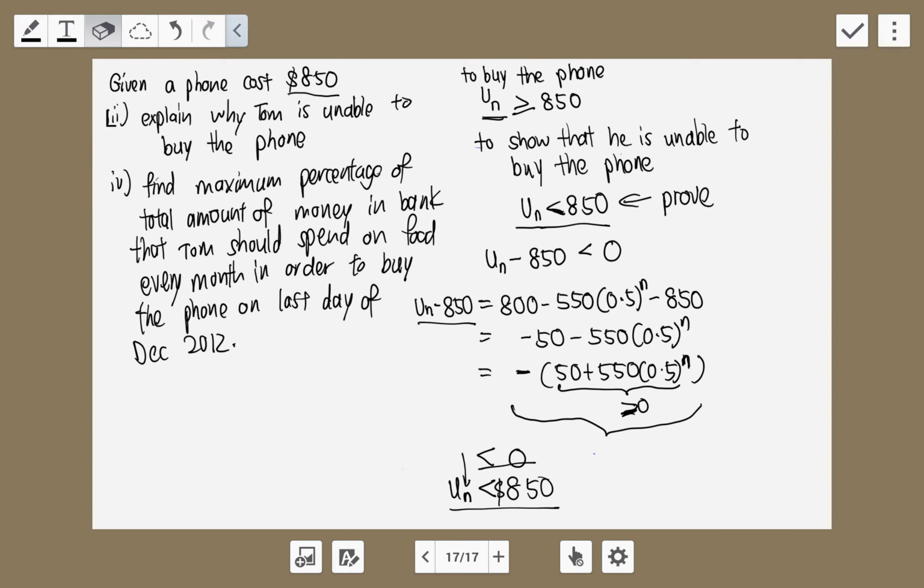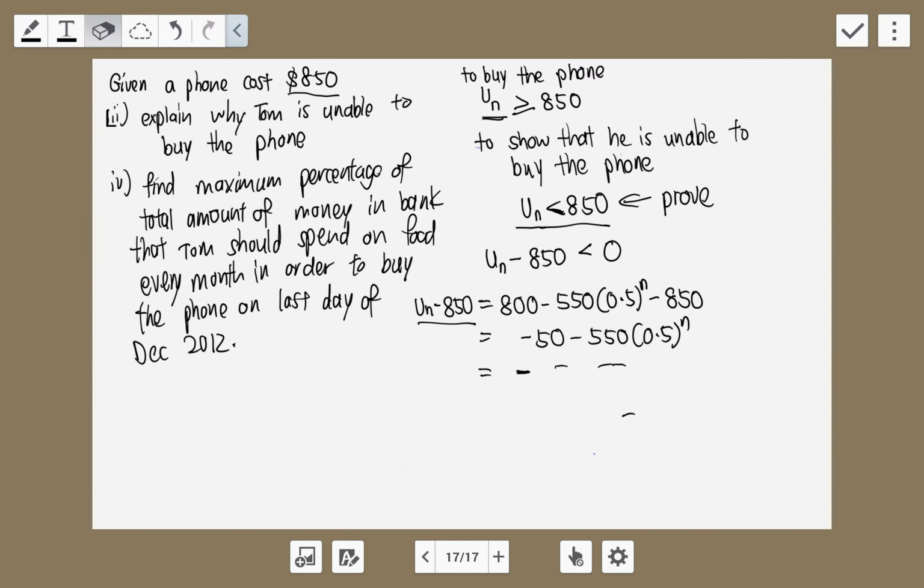So now going to the next part of this question, just make some space.